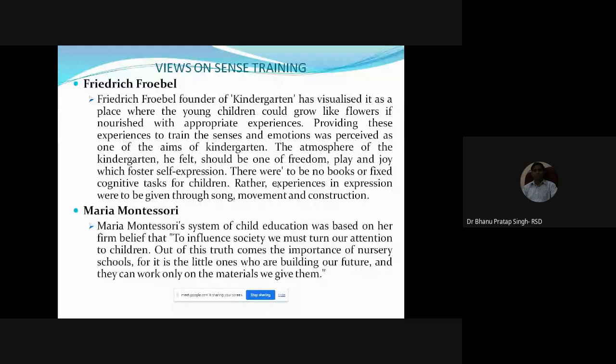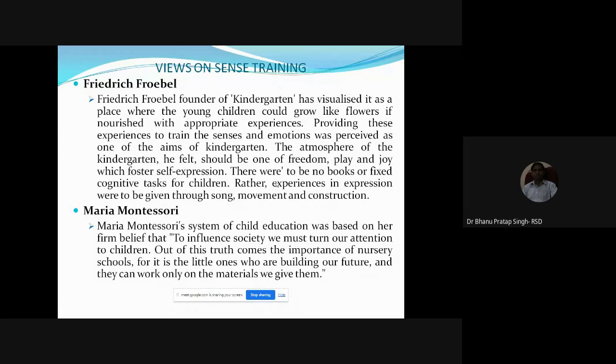Out of this comes the importance of nursery schools. It is the little ones who are building our future, and they can work on the materials we give them. Also there is emphasis on the playway method through various activities. The contribution of both Froebel as well as Montessori, meaning to understand sense training at preschool education level, was very significant.